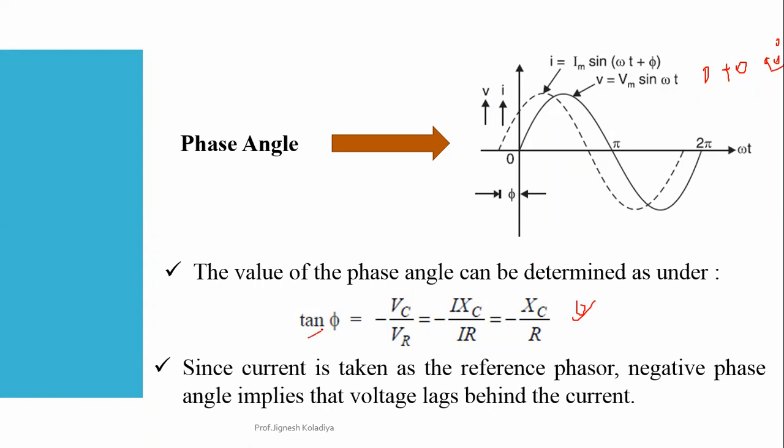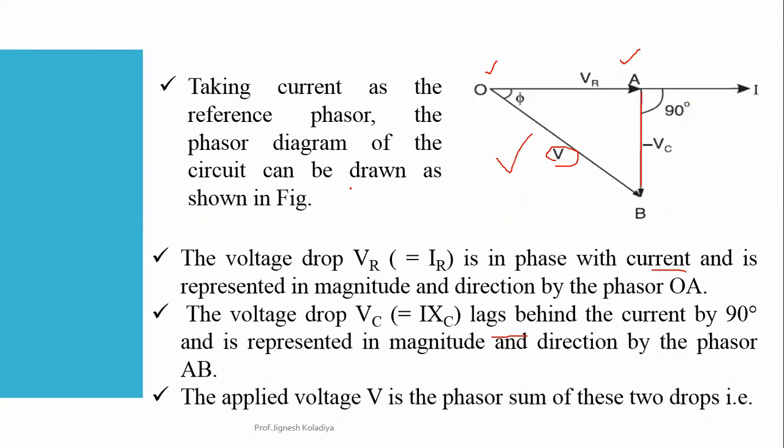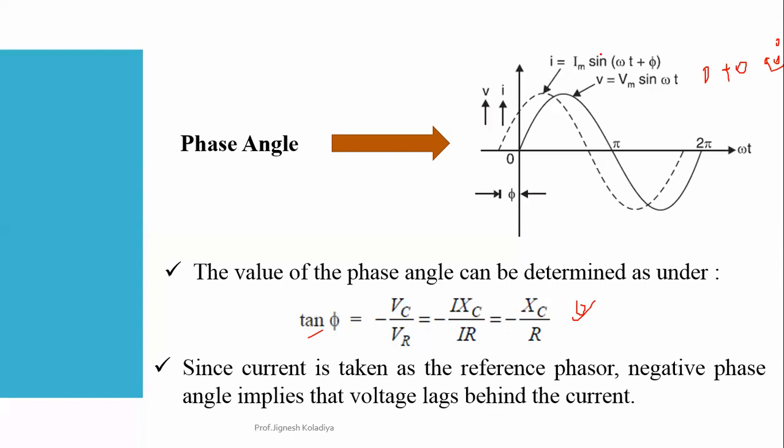How can we find tan phi? For that, you have to use this voltage triangle. Tan phi is equal to minus VC upon VR. So VC is I into XC, VR is I into R, I cancels. So I'm getting minus of XC upon R. So if you take tan inverse of minus XC upon R, you will get the angle phi.